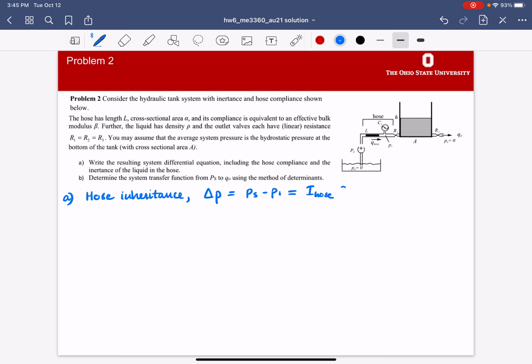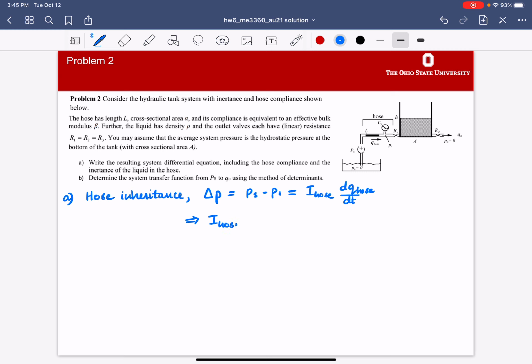times the derivative of the flow rate, or the rate of change of the flow rate going through the hose. So this is Q hose, this term over here, the amount of flow going through the hose. We can now rearrange this expression a little bit, and the reason I'm doing that is so that we can have our expressions easily written down in matrix form, which will help us in part B.